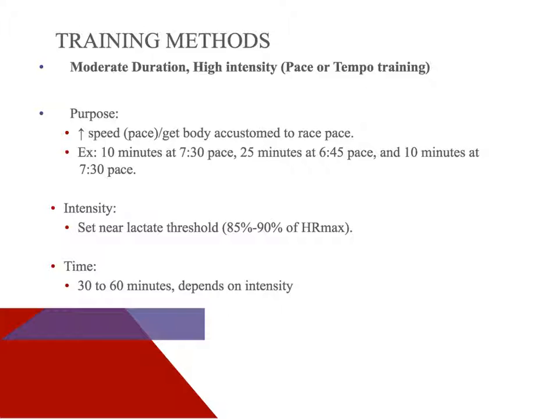So we might actually be at faster than race pace at some periods throughout this training method. One example might be exercising for 10 minutes at a 7-minute 30-second mile pace, then 25 minutes at a 6-minute 45-second pace, and then 10 minutes at a 7-minute 30-second pace. Now, this is a longer duration tempo training method. Some people prefer to do a shorter duration tempo training method, such as repeat 400s, so running 400 meters as fast as they can several times with a break in between to increase their race pace.